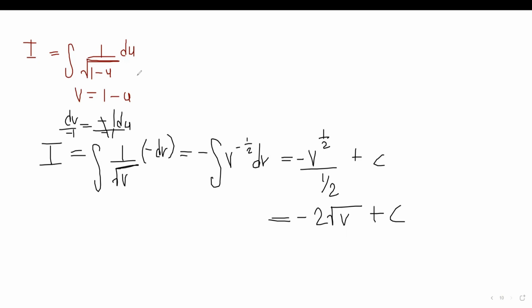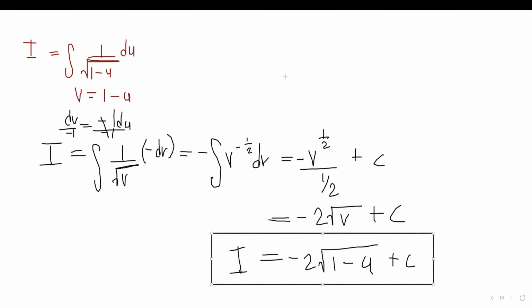But the question never gave us anything with v. So you can't finish it off with v. You have to end up telling that I is equal to, replace back v with u, and it was minus 2 times the square root of, this is then going to be 1 minus u, plus C. That's the answer. Nice. This wasn't too bad. Right? What was this one? This wasn't too bad.